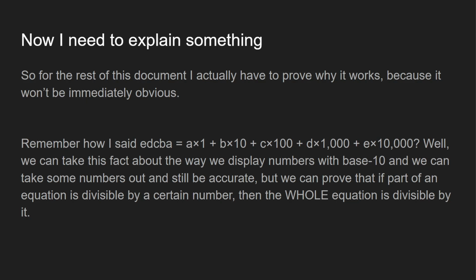So remember how I said that EDCBA, any length of integer, is A times 1 plus B times 10 plus C times 100 plus D times 1,000 plus E times 10,000, continuing on forever. We can take this fact about the way that we display numbers in base 10, and we can actually take out some numbers and still be accurate. We can prove that if part of a number, or part of the equation, is divisible by a certain number, then the whole equation is divisible by it.